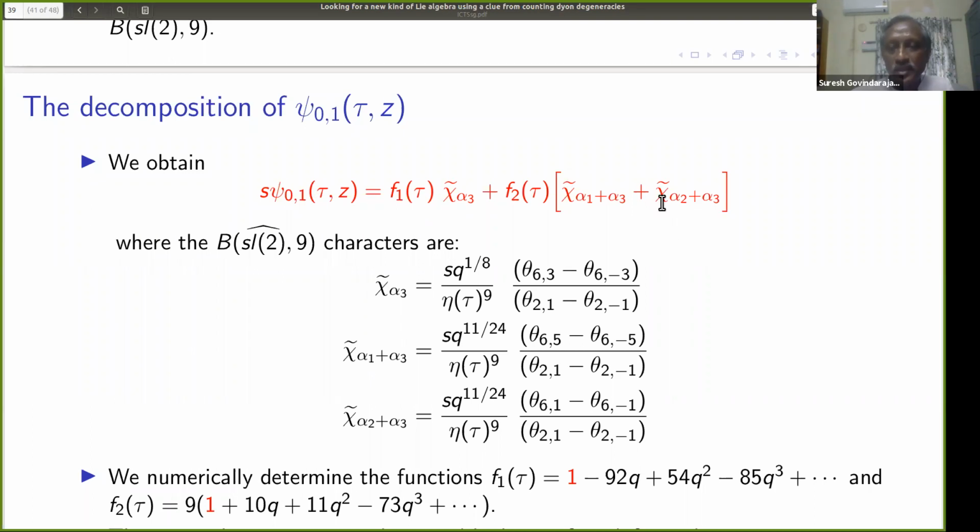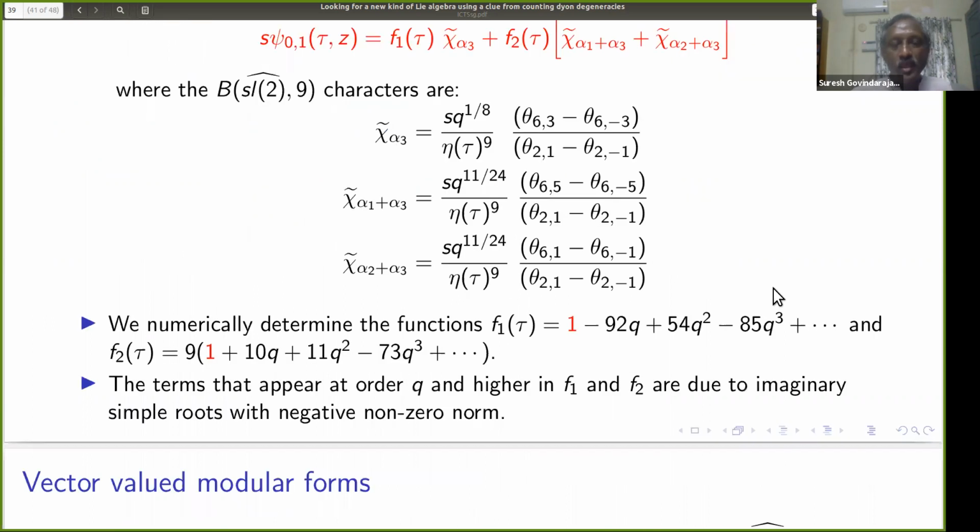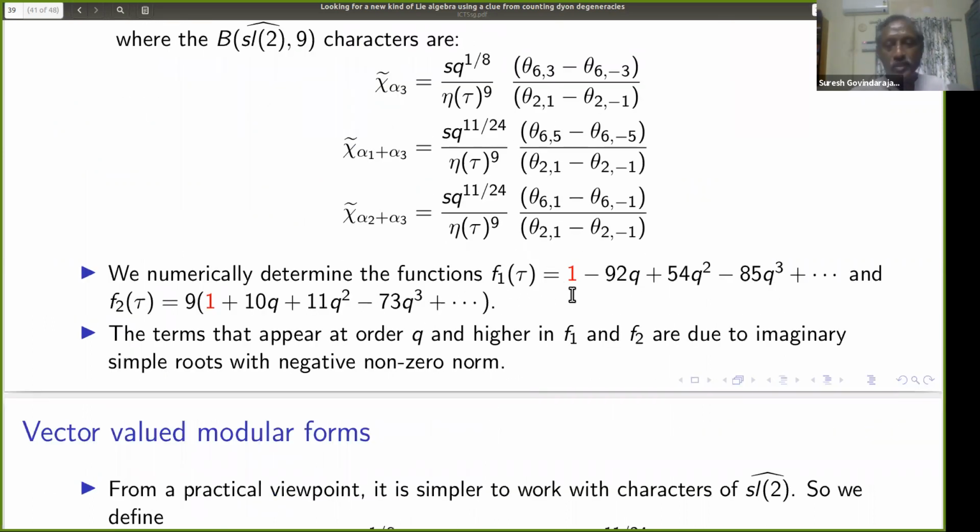And there is a symmetry in this problem, which is like an outer automorphism of SL2 hat, which is exchange alpha 1 and alpha 2. Okay, so you would have naively expected 3 functions, but only 2 functions come. And if you look here, it's very interesting. First thing is you see this 1 out here. This 1 here is nothing but the real simple root associated to alpha 3. F2 here has a 9 into 1, and this 9 again is exactly the same 9 that we added. What about these other guys? These are all imaginary simple roots with negative and non-zero now.